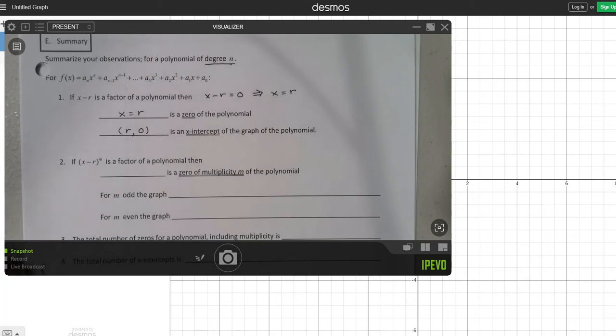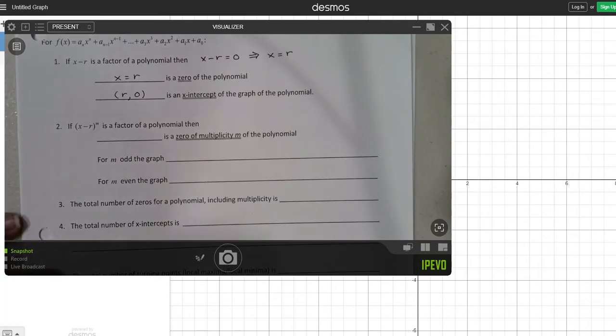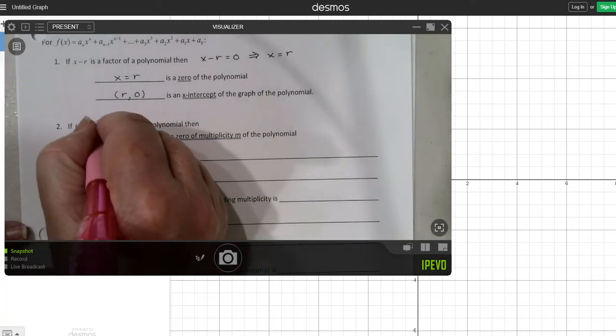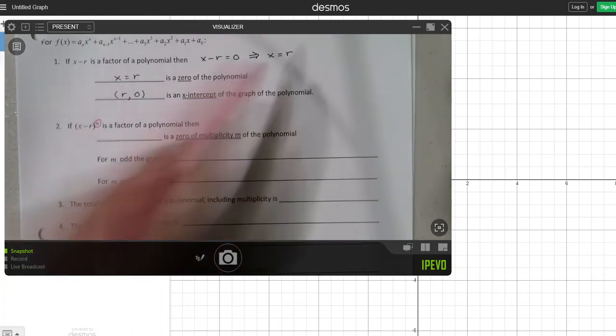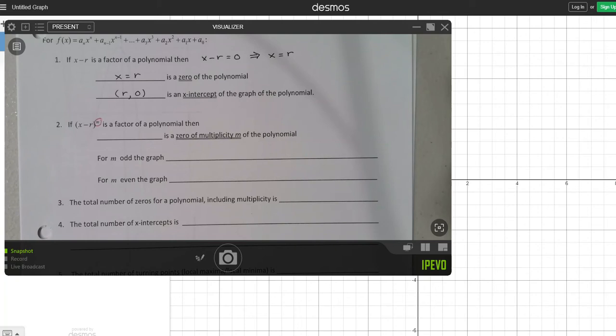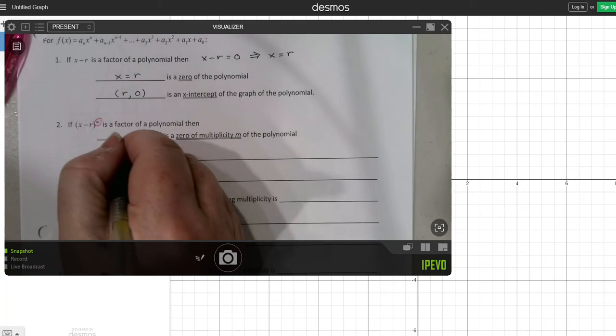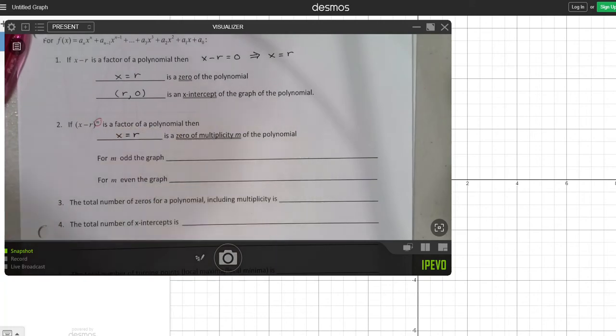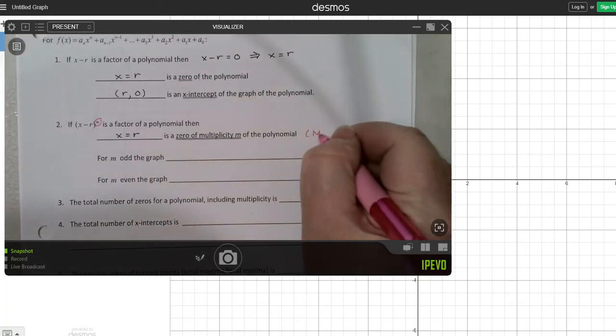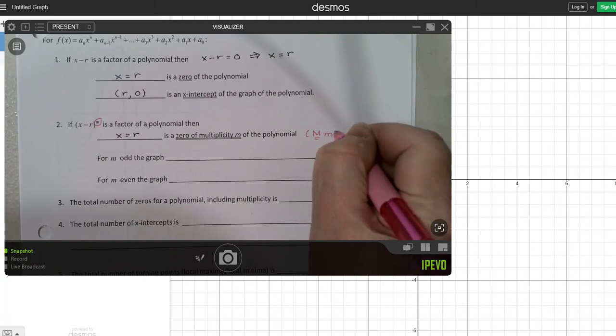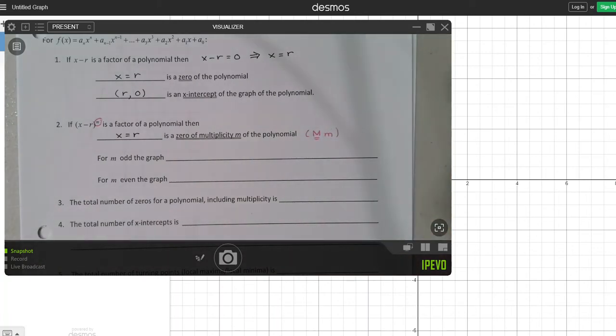All right, the next summary is about multiplicity. If my factor x minus r is being raised to some power m, then that x equals r occurs m times. So we say, yes, x equals r is still a 0, but it's a 0 of multiplicity m. I was often abbreviating that as capital M of whatever the degree was, capital M of little m, I guess, in my notation right here.